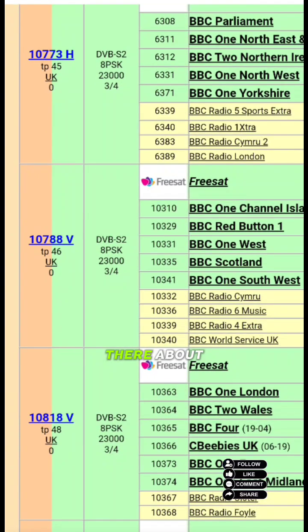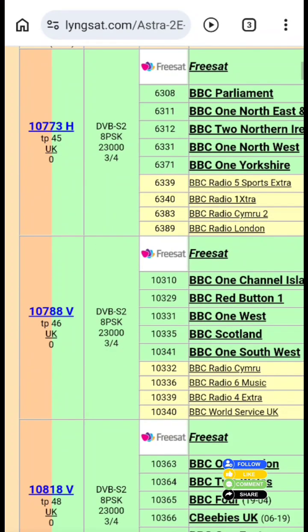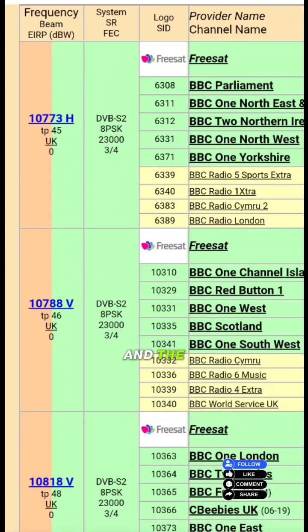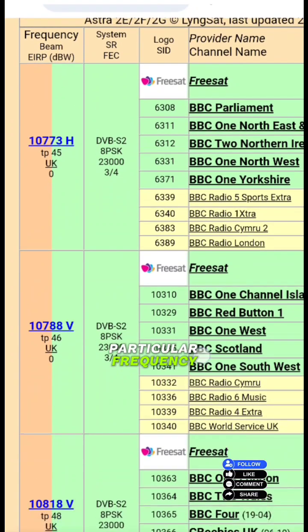Okay, there are about 5 major sites where you need to look up to know the dish size, the frequency, whether it is free or whether the channel is locked or not before you track it. People don't know where to track a particular dish. So this particular site will tell you different frequencies in your location and the encryption, whether it is compressed, and the symbol rate of that very particular frequency.